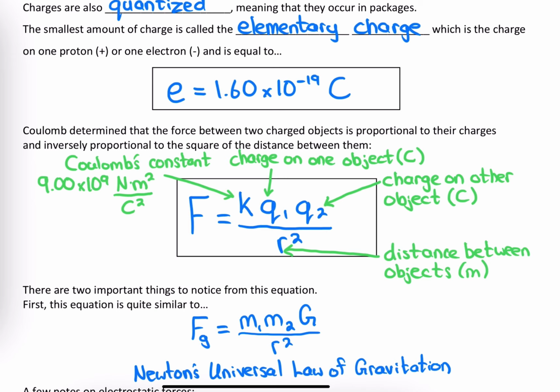So let's look at the similarities. Newton's universal law of gravitation tells me about the force between two objects with mass. Here are the masses of those two objects. Coulomb's law tells me about the force between two objects with charge. Here are the charges of those two objects.